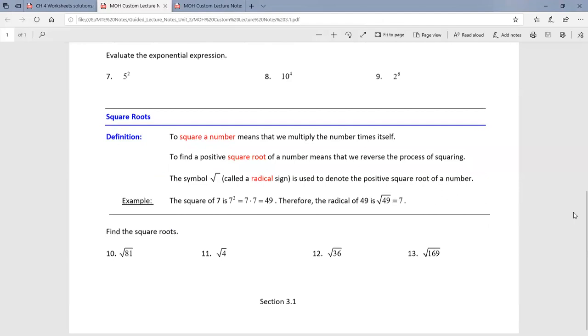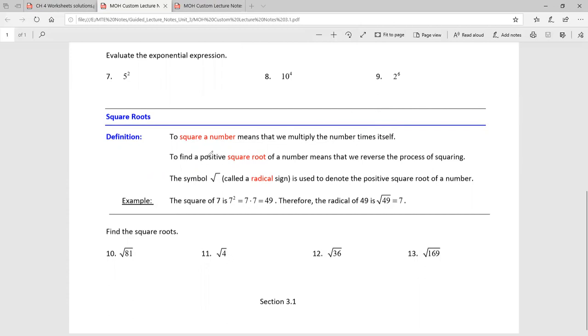All right. Next up, square roots. Square roots are kind of like the opposite of having an exponent. To square a number means that we multiply the number times itself. So 3 squared was an earlier problem, and that was 9. That's the same thing as 3 to the 2nd power.